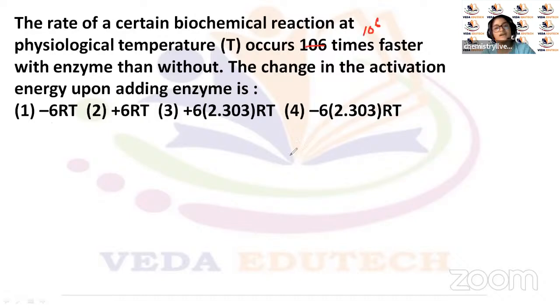We know that the Arrhenius equation is k equals A e to the power minus Ea by RT. This is the first thing. Now, what happens when we use enzyme? When we use enzyme, the rate constant changes and it is going to be k dash. Obviously, it is going to be k dash. The pre-exponential factor is going to be the same.